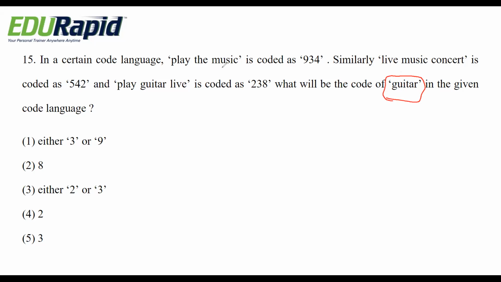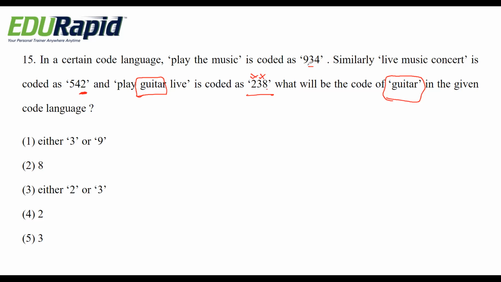Okay, let me check the guitar term in the three code languages. Here in the first one it is not there, it is play the music. In the second one also it is not there, live music concert. Here in the third one it is present, that is guitar. So in 238 you have to check which one is not there in these two terms. Let me go with the 2. 2 is not present in the first one but it is present in the second statement, so it is wrong. Let me check with the 3. 3 is present in the first statement, so it is also not there.